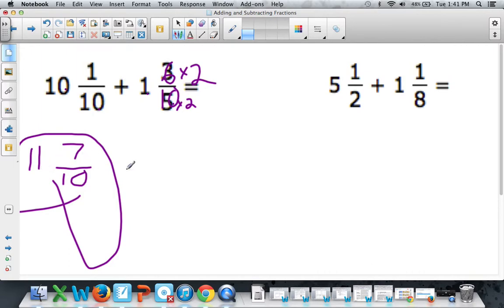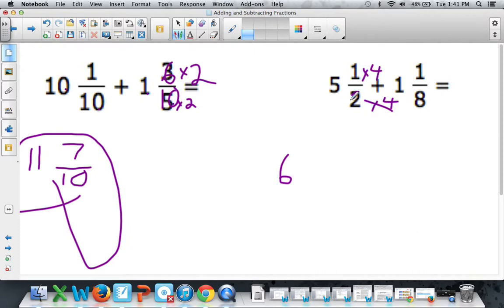11 and 7/10. Let's try it again, step by step. Do the whole numbers first. 5 and 1. 5 plus 1? 6. No problemo. Get the bottom of the fractions to be the same. 2 can become an 8. It can, if you multiply 2 times 4. If you do times 4 on the bottom, you've got to do times 4 on the top.